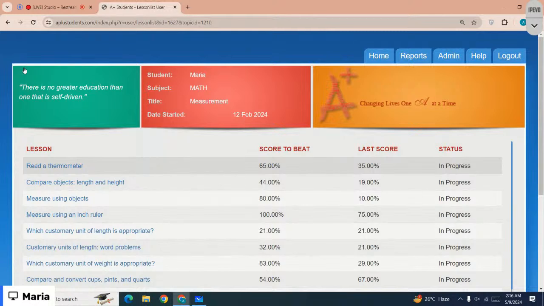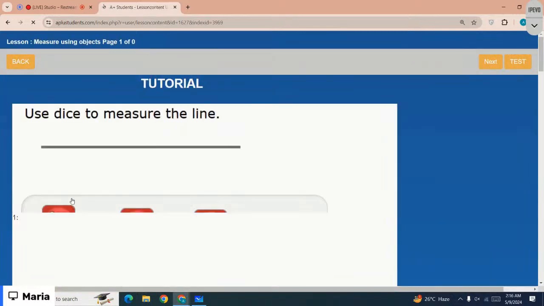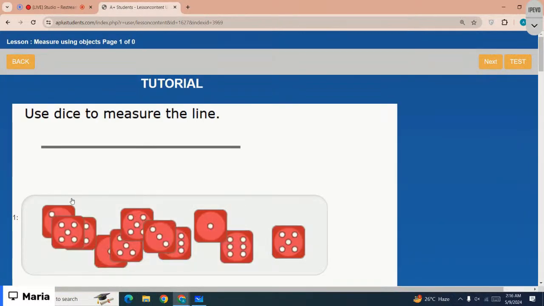The next one is measure using objects. So how do we measure the length? By using the different objects, right? Which dice to measure the line? So you are given the line, you have to find the length of the line. You have to arrange the dice with the line, and you have to see how long is the line, right?